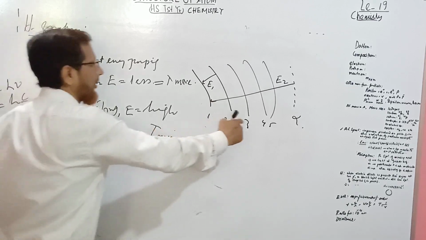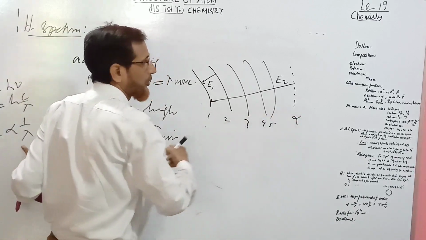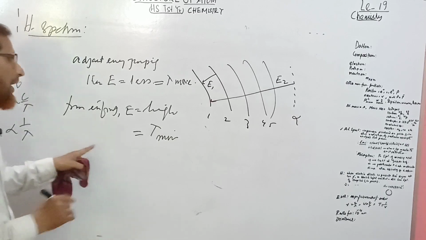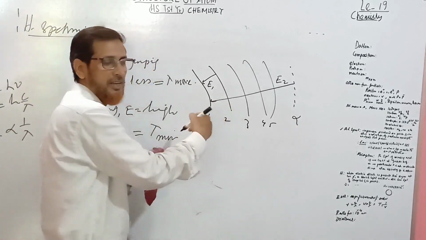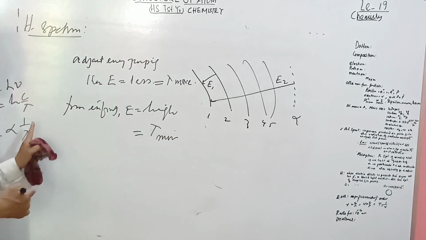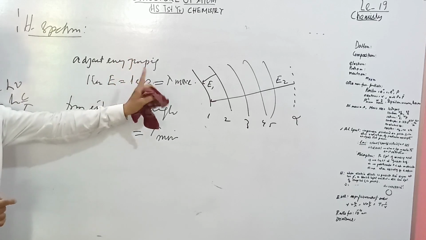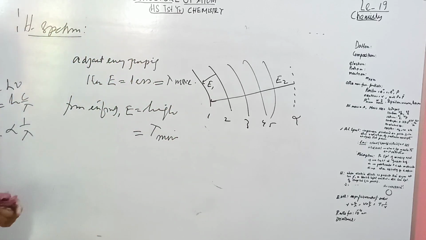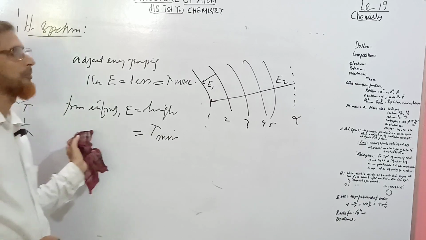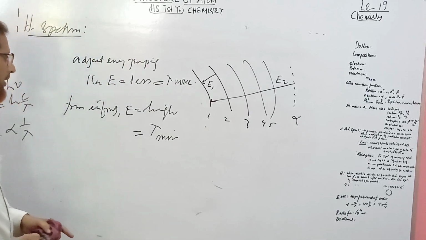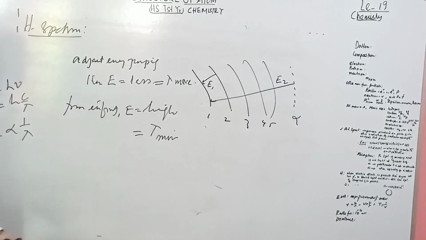If the jump is from infinity to 1, energy is more, which means wavelength is minimum by this relation. And if it jumps between any two adjacent levels, energy is very less. The less the energy, the more the wavelength, the longest. So the nearest jump has the longest wavelength, and from infinity the energy is more, that is, wavelength is minimum.